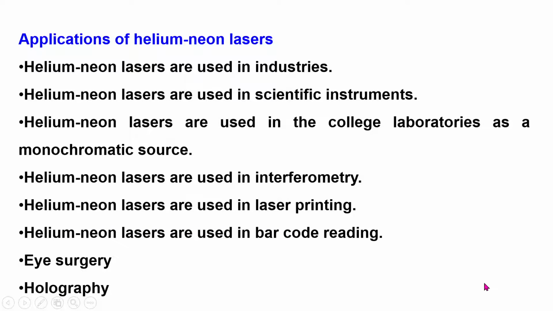Nowadays, mostly the helium neon lasers are useful. Now see here what the different applications of the helium neon laser are. The helium neon lasers are used in industries, and in scientific instruments also. They are used in college laboratories as a monochromatic source. Many times you have used the monochromatic source in the laboratory to do laser experiments, and in that case we are using the helium neon laser.